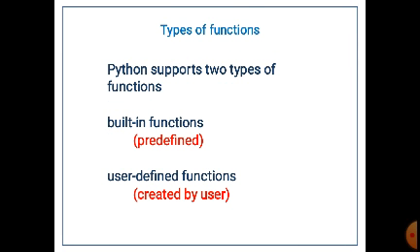Now coming to the types of functions in Python. Python supports 2 types of functions. One is the built-in functions and the second one is user-defined functions. Built-in functions are called predefined functions, and user-defined functions are created by the user.